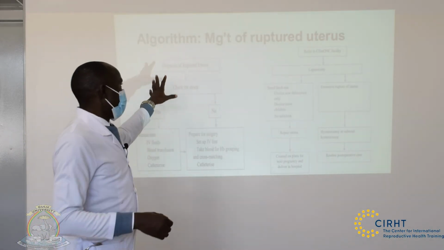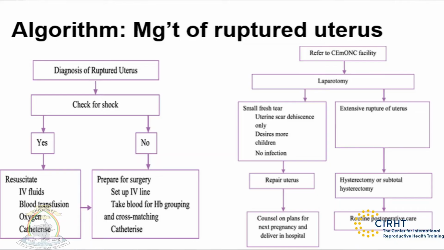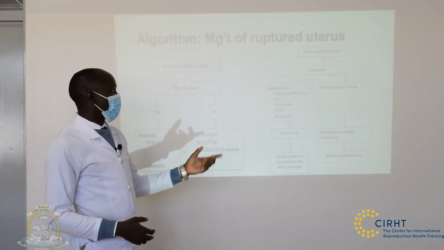Now, this is what I have been talking about, the algorithm for management of ruptured uterus. Diagnosis of the ruptured uterus is made. You check if the patient is in shock. If the patient is not in shock, what do you do? Then you still prepare this patient and go to theater. Still make sure you prepare this patient, resuscitate, and take the patient to theater. In theater, we perform laparotomy, and if you are not in a facility which does that, then you have to refer them. That's why I say refer to CMOC facility.